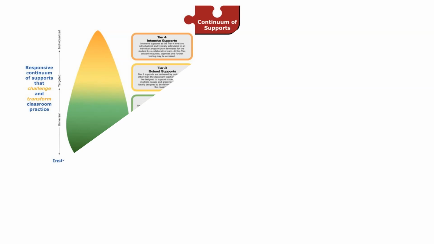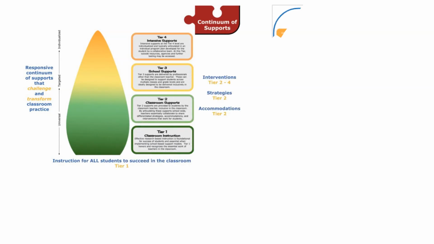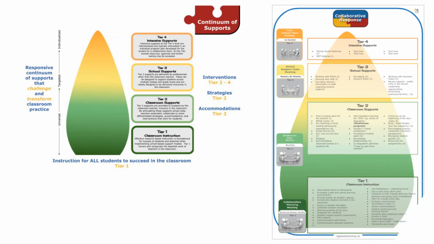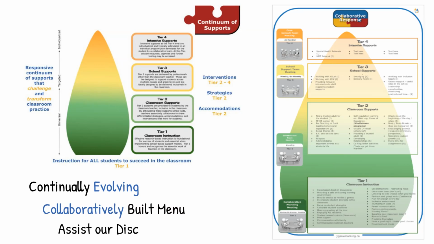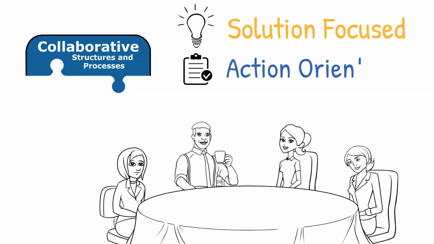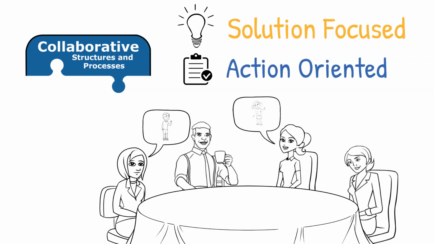The continuum of supports provides a menu of collaboratively built, tiered strategies, interventions, and accommodations to guide us during our team meetings. The continuum of supports is a continually evolving, collaboratively built menu that can assist our discussions about students. Collaborative structures and processes provide the solid framework to organize ourselves to have solution-focused and action-oriented conversations about students.